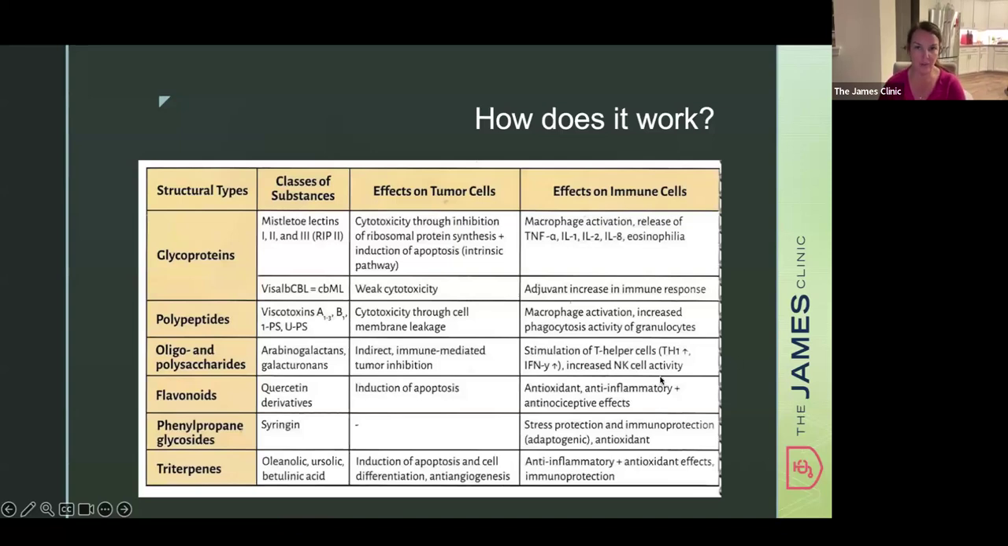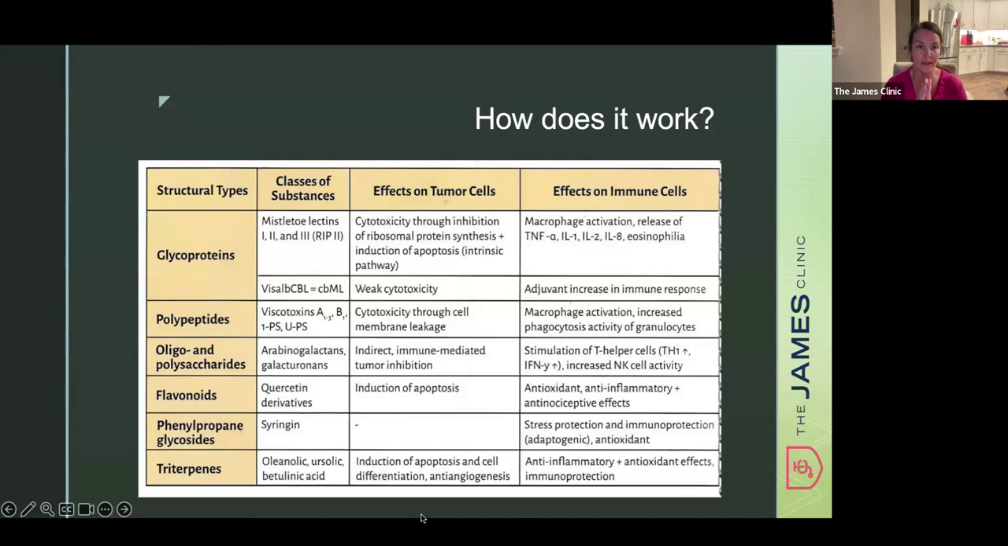So how does it actually work? This is getting into the science of it, and there's a lot to this, so I want to break it down. There are two main parts of the plant: the viscotoxins and the lectins. Lectins are something we think of in beans and plants. It's an immune activating substance. But there are all of these other things in there as well.